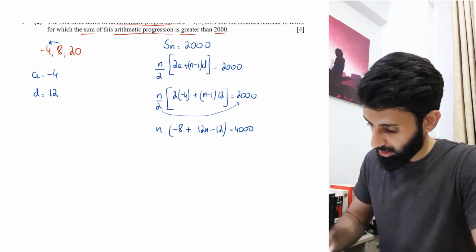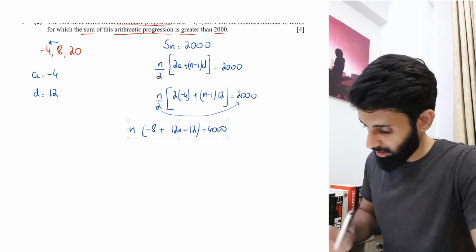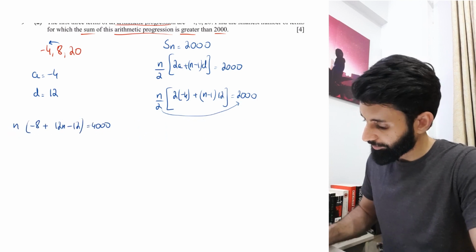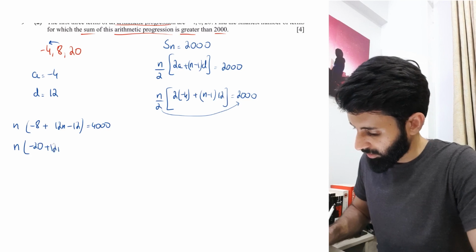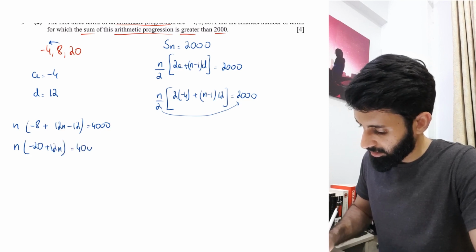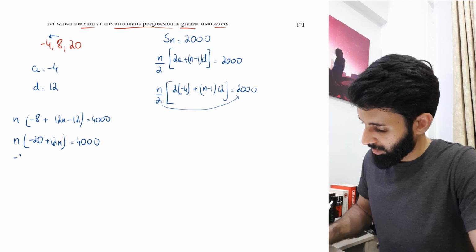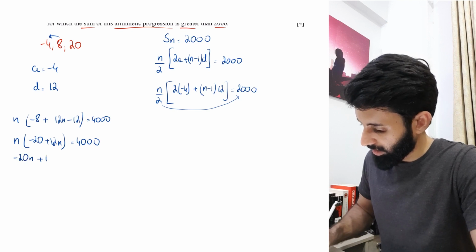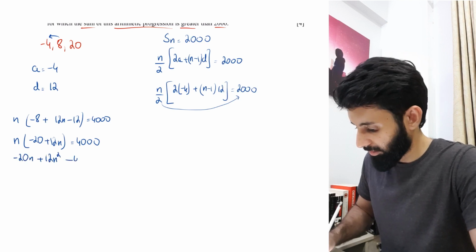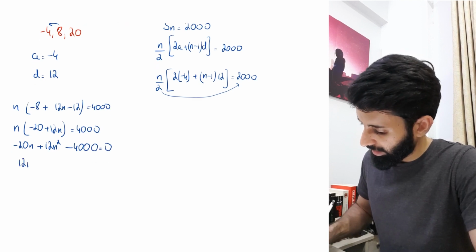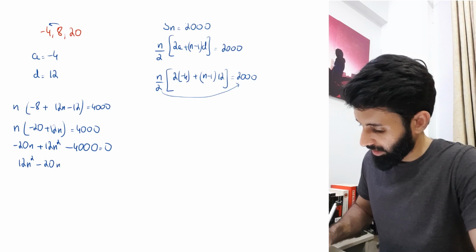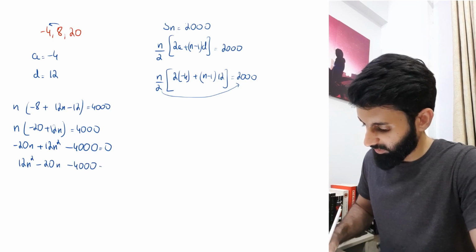So in fact, you know what? I'm going to bring this over here so that I have some space. So n times minus 20 plus 12n is equal to 4000. You can see that we're about to end up with a quadratic equation. So minus 20n plus 12n squared. Let's shift 4000 over to the left hand side also, equal to 0. That means we're looking at 12n squared minus 20n minus 4000 equal to 0.